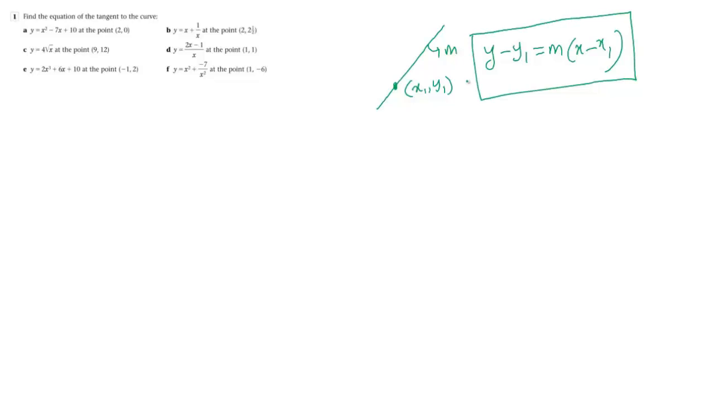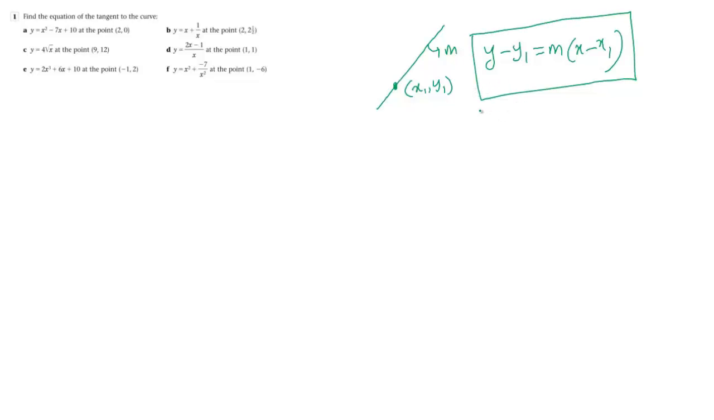Find the equation of the tangent to the curve. The equation of a tangent is a line. So the equation of a line is like any other equation of any line. It has to pass through a point (x1, y1), and we need to know the gradient of that line. So the equation of the line would be y minus y1 equals m times (x minus x1). That would be the equation of any line.